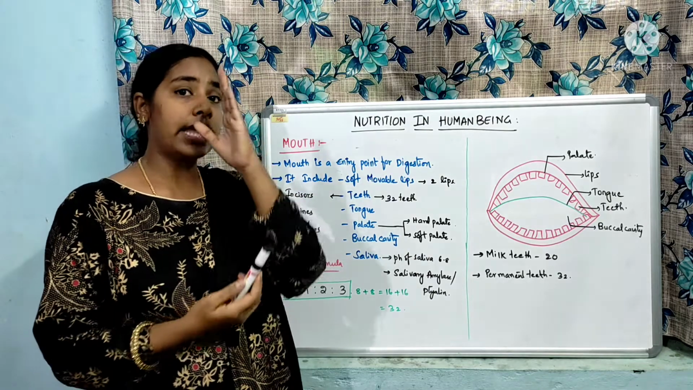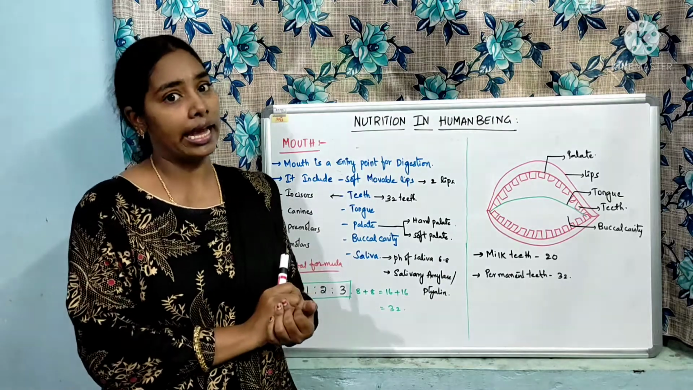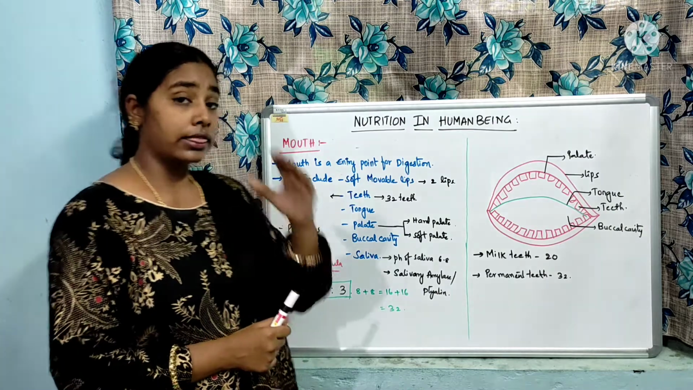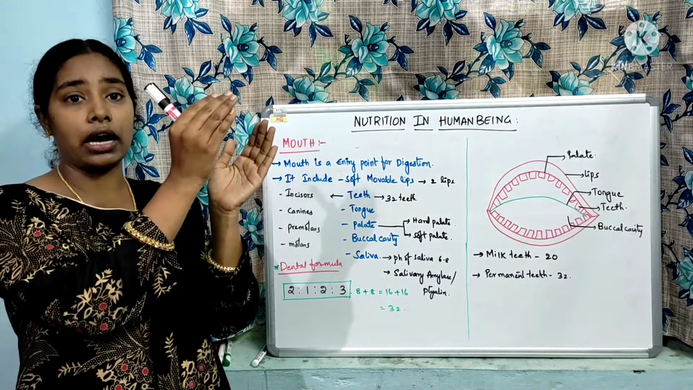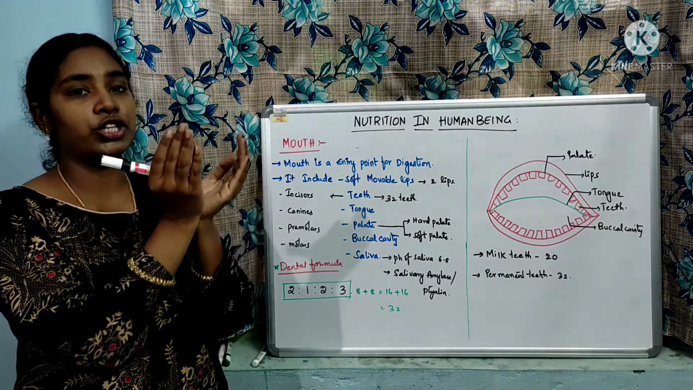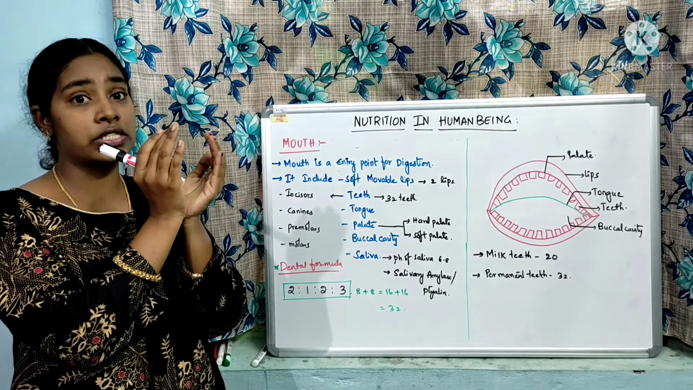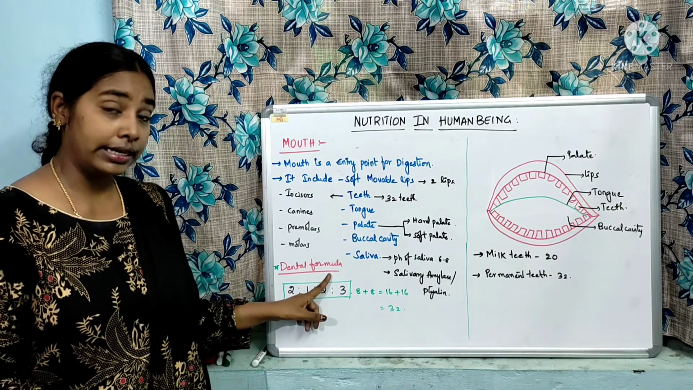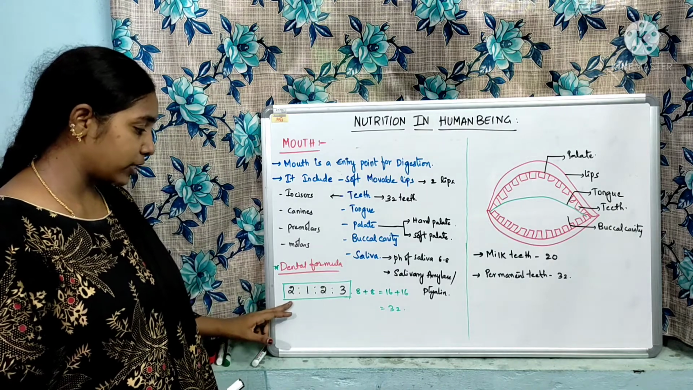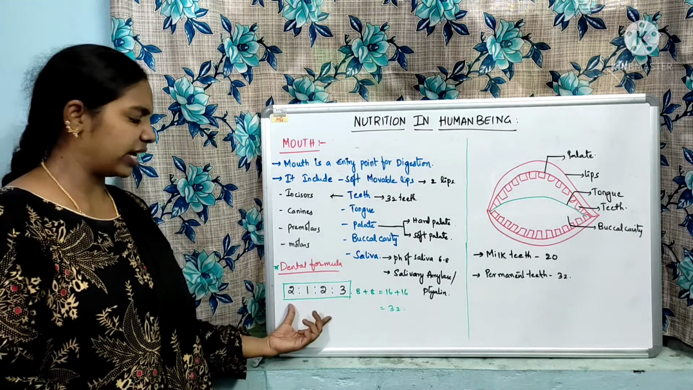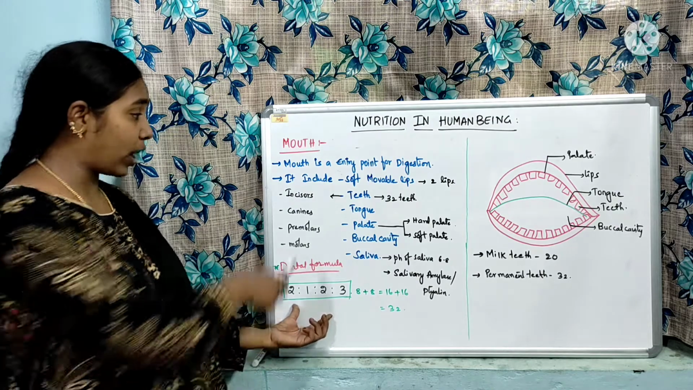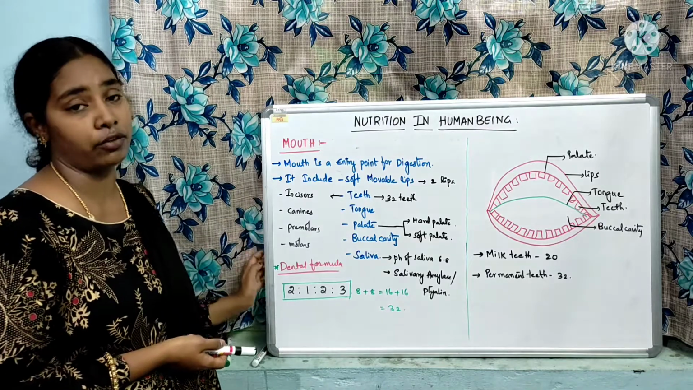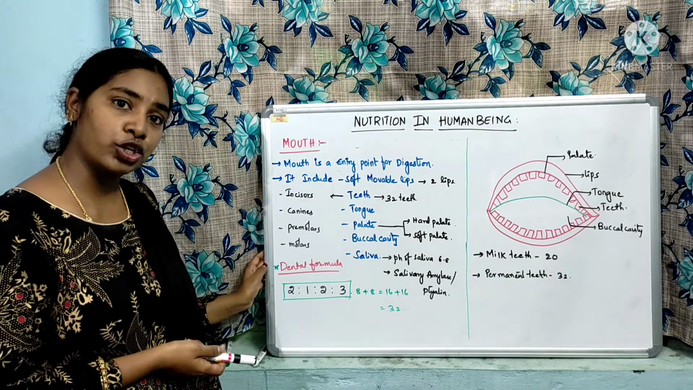Next, of that 16 teeth, half of 16 is 8. That 8 is clearly mentioned in a formula. It is fixed in a formula and we call that formula the dental formula. Okay children, dental formula. That dental formula is 2 is to 1 is to 2 is to 3. It's very difficult to remember. But once you understand whatever I am explaining now, then this formula is very easy, and this dental formula may be asked in your examination also.